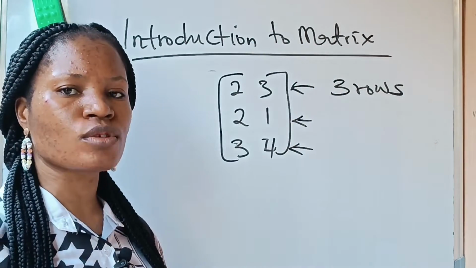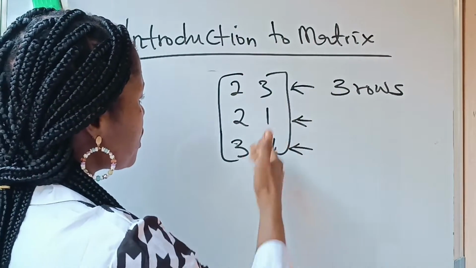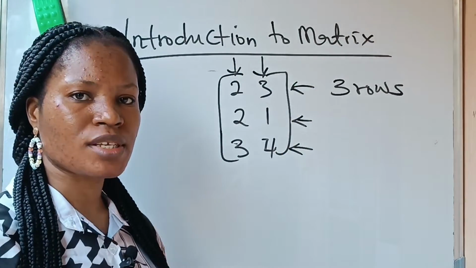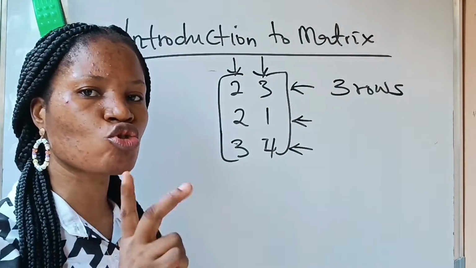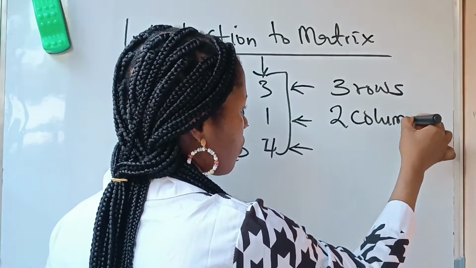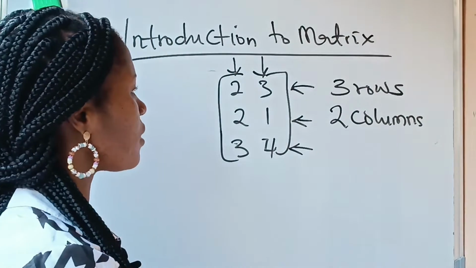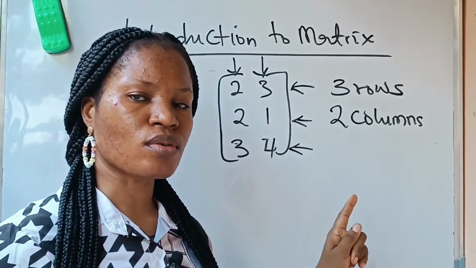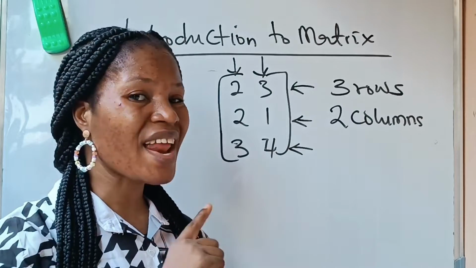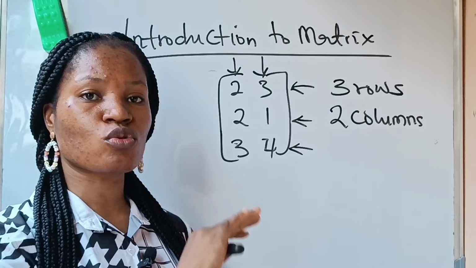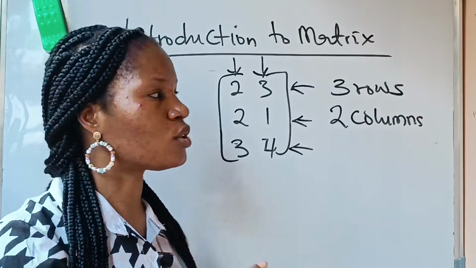Now, how many columns do we have? Looking at the vertical arrangements, we have just 2. That means we have 2 columns. So with this, I believe that you can now tell the number of rows and the number of columns of any matrix you come across. Okay, nice one. Let's go ahead towards the order of a matrix.